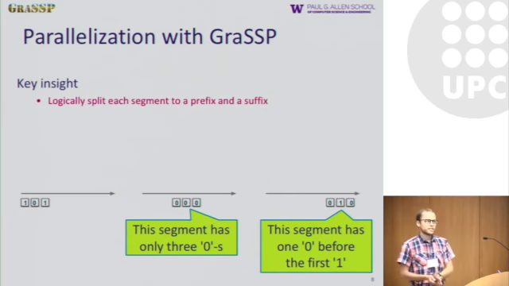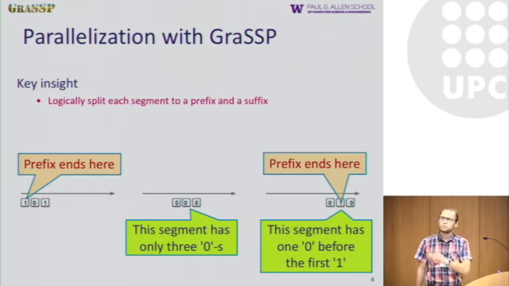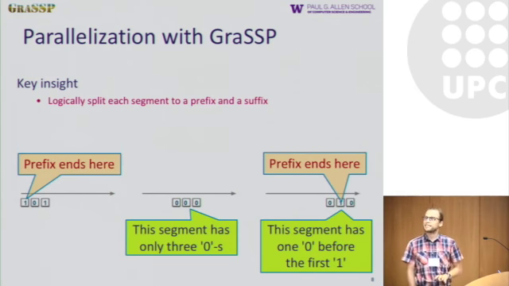Our key insight is to logically split each segment into a prefix and a suffix. You may remember from this example, you can even guess what the prefix and the suffix are, and it's completely determined by the first appearance of element 1. But for the second segment, the one in the middle, there is no 1 at all, so we conveniently decide that the whole segment is our prefix.